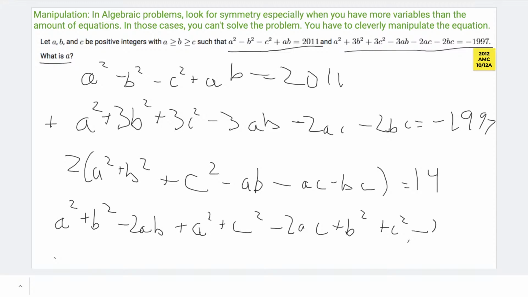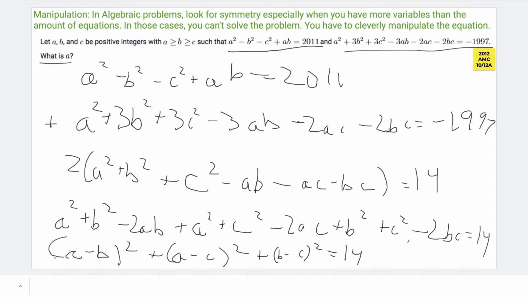Now if you squint at this problem, you'll notice you have a squared plus b squared minus 2ab, which is (a minus b) squared. And you also have a squared plus c squared minus 2ac, which is simply (a minus c) squared. And you also have b squared plus c squared minus 2bc, which is (b minus c) squared. And all of this equals 14. And we know that these are integers. So whatever these expressions are, all of these are perfect squares.